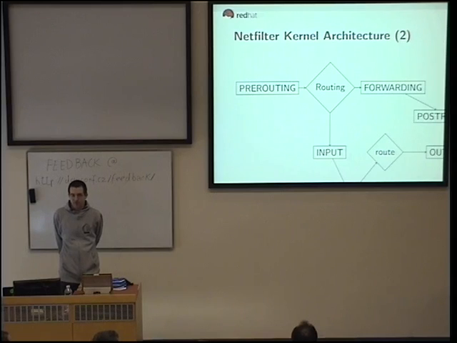There are 5 of these hooks in the IP stack, then another 5 in the IPv6 stack, similar for the bridge. And if you look at the hook names, if you have used IPtables before, then you will instantly recognize those names, because they are also matched with the built-in chains that IPtables offers. So for instance, IPtables filter.